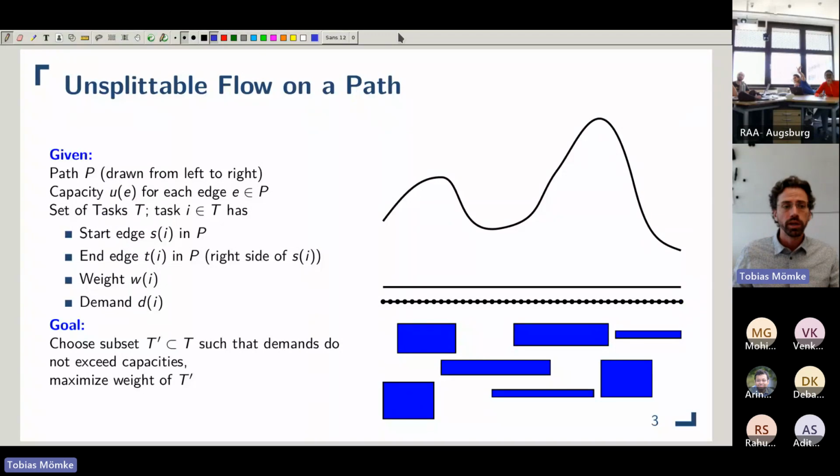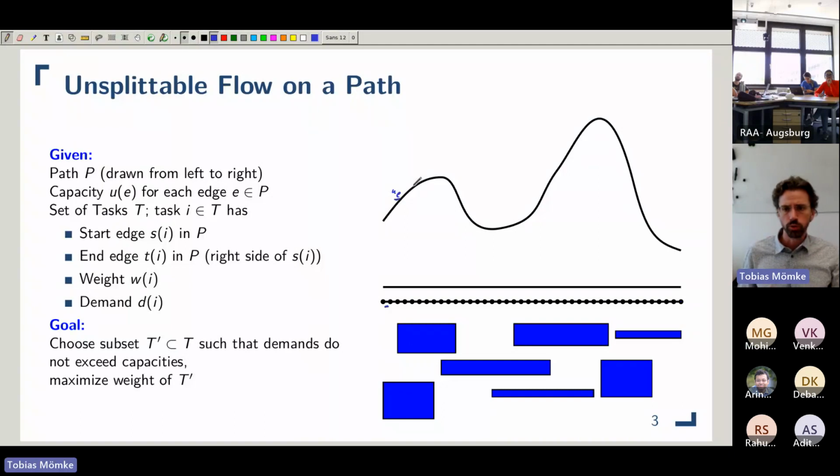What are we given? We're given a path P. Here we have this path P that is, imagine a timeline, and we discretize the timeline into a path. Next, we are given a capacity U for each edge. That means if we have any edge here, we have a capacity U_e. This curve is just a smooth curve, but you can just discretize the curve, so that doesn't really make a difference.